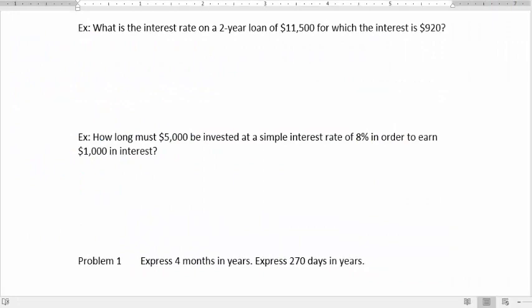So we've used our interest formula to find the interest and the principal. So now we'll use it to find the interest rate. So we're trying to find the interest rate on a 2-year loan. So the 2 years, that's going to be your T. The loan amount is 11,500, so that's going to be your principal. And the interest amount, which is your I, is going to be your 920.